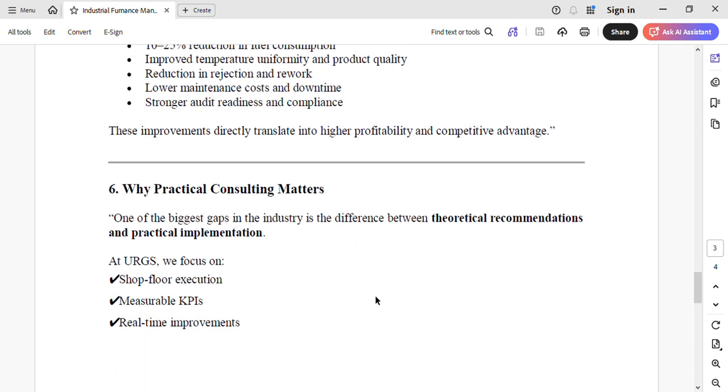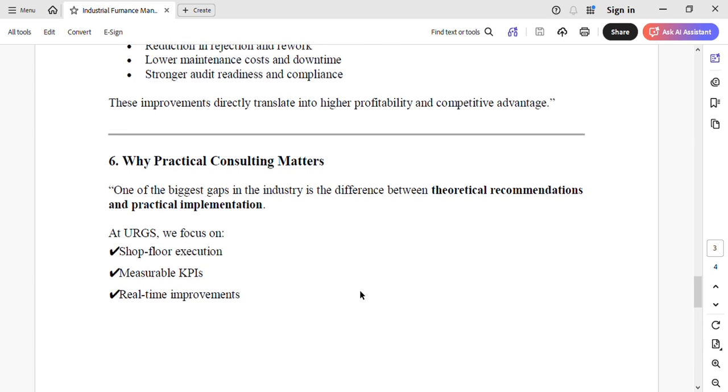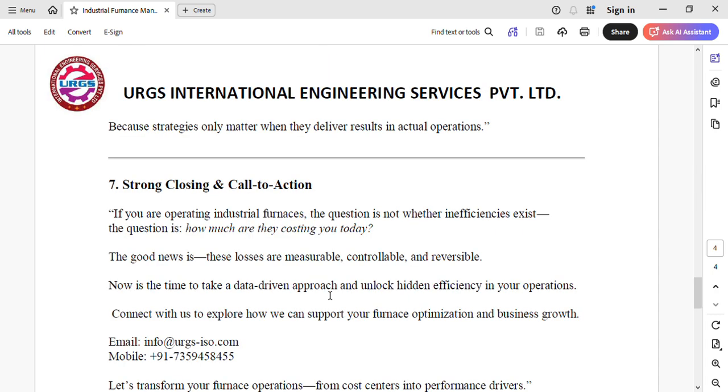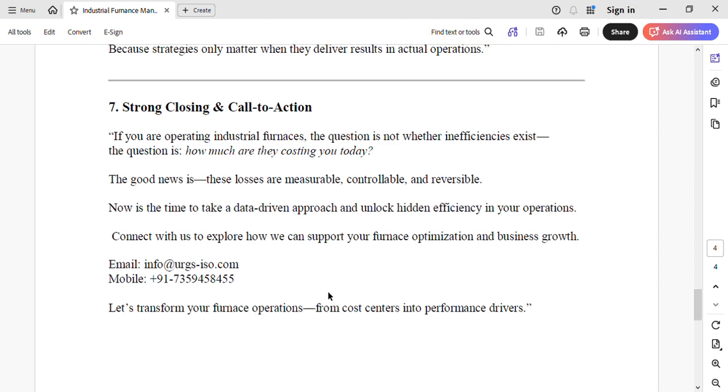One of the biggest gaps in the industry is the difference between theoretical recommendations and practical implementation. At URGS International, we focus on shop floor execution, measurable KPIs, real-time improvements. Because strategies only matter when they deliver results in actual operations. So if you are operating industrial furnaces, the question is not whether inefficiencies exist, the question is how much are they costing you today. The good news is these losses are measurable, controllable and reversible.